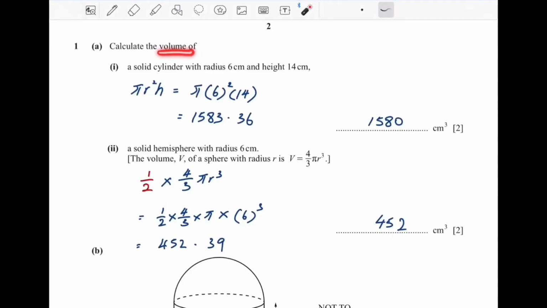Calculate the volume of a solid cylinder. The radius and height are given. The volume of a cylinder is pi r squared h, that's the formula. Put in the radius, put in the height, put it in the calculator, and that is your answer. Correct your answer to 3 sig fig, final answer. Next one.